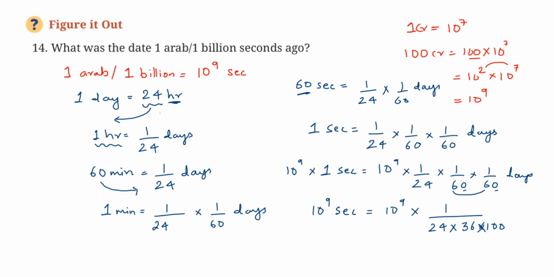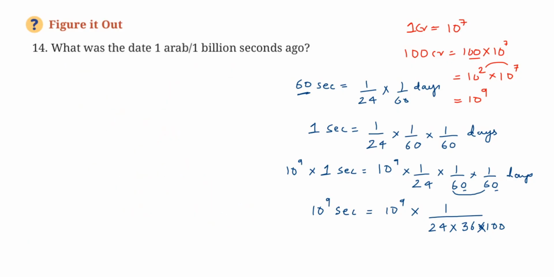Now I have to erase the left side. So this is equal to 10 to the power 9 seconds is equal to 10 to the power 9 times, when you multiply 24 and 36, I'm not doing the multiplication because the video will be very lengthy. I know what we'll get by multiplying these two numbers. You get 864. So 1 divided by 864, and here 1 by, I'm just splitting it up, 1 by 100 days. Now still I have to solve it.